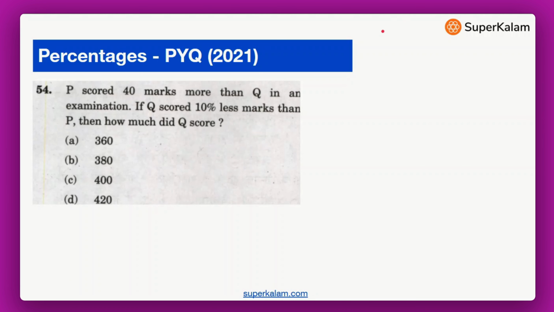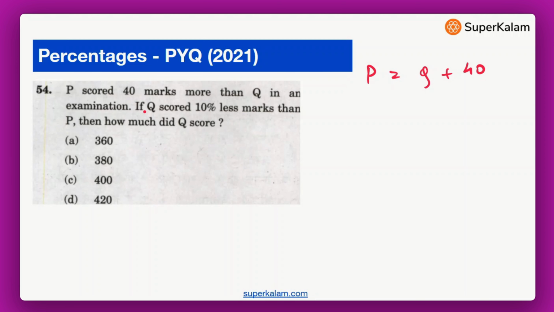We are asked: P scored 40 marks more than Q in an examination. If Q scored 10% less marks than P, then how much did Q score? Okay, so this is a very simple question. The first statement says that P scored 40 marks more than Q. So P's marks, let's say we represent them by P, is Q's marks plus 40. Correct? This is the meaning of the first statement.